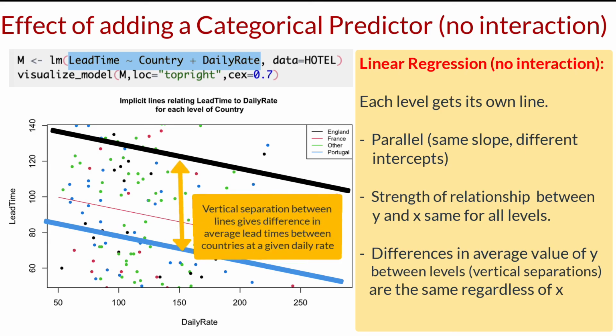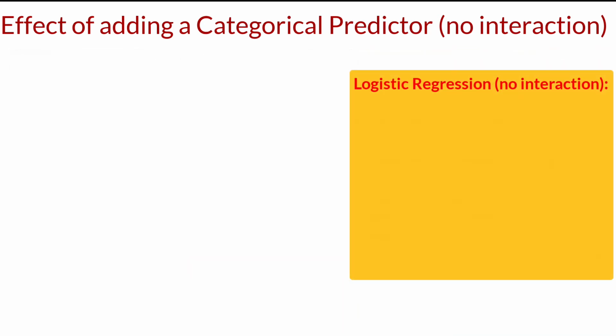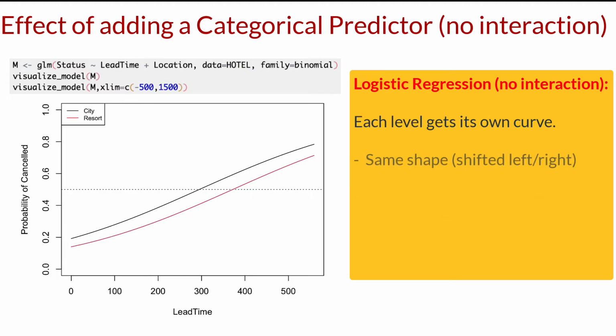The vertical separations tell us the difference in the average lead time when we compare reservations across different countries for rooms at the same daily rate. So for people from England, well, they have the highest average lead time after accounting for the booking's daily rate. Now, in a logistic regression model, something a little bit different happens. Each level will get its own logistic curve. These curves will look the same, they'll just be shifted left to right.